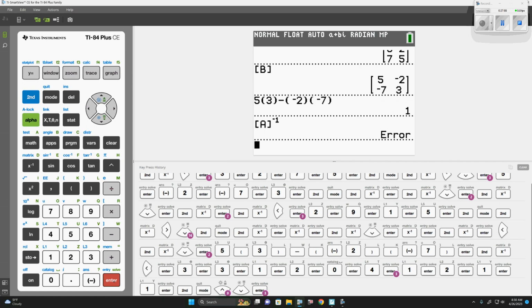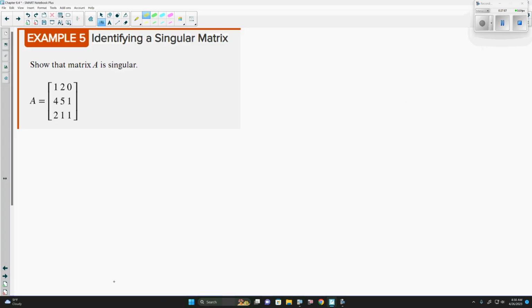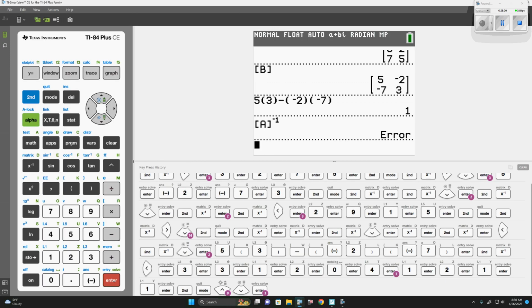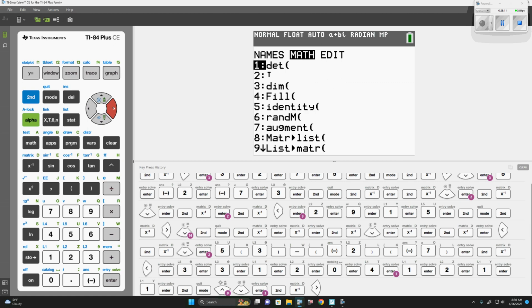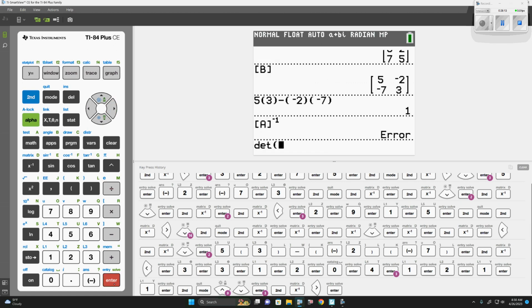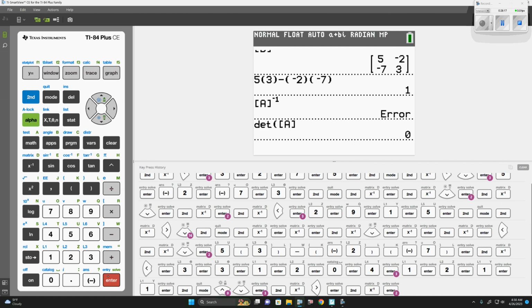Now again, we said the determinant of this would be 0. And if the determinant is 0, we cannot have an inverse. We haven't quite gone over determinant, so I'm going to show you how we can do this in a calculator. Determinant, second matrix A, is 0. If the determinant is 0, it does not have an inverse. It does not exist.